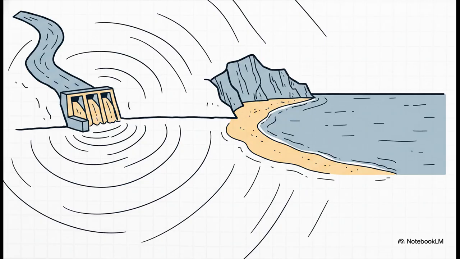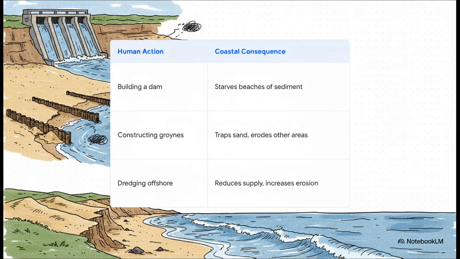If you change one part of it, let's say you dam a river miles inland, or build just one single breakwater, you don't just affect that one spot. You send ripples, sometimes pretty devastating ones, all the way down the coast. And these are just some classic examples of those unintended consequences. You build a dam for power, and it traps all the sediment that would normally feed the coast. What happens? You end up starving the beaches downstream until they literally erode away.